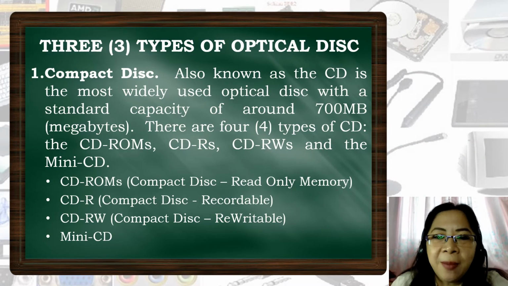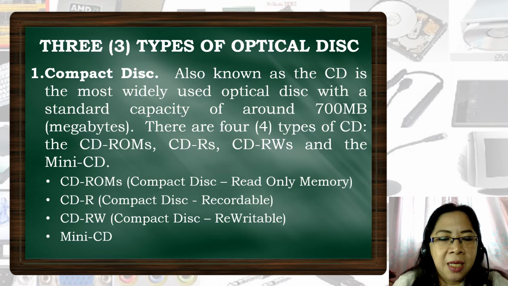We have three types of optical disc. The first one is the compact disc, also known as the CD. It is the most widely used optical disc with a standard capacity of around 700 MB, or megabytes. There are four types of CD: the CD-ROMs, CDRs, CDRWs, and the mini CD.